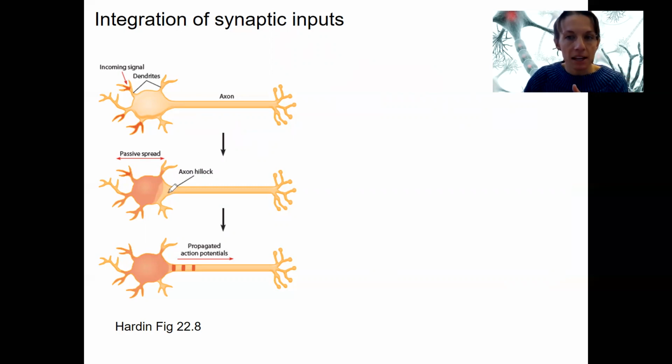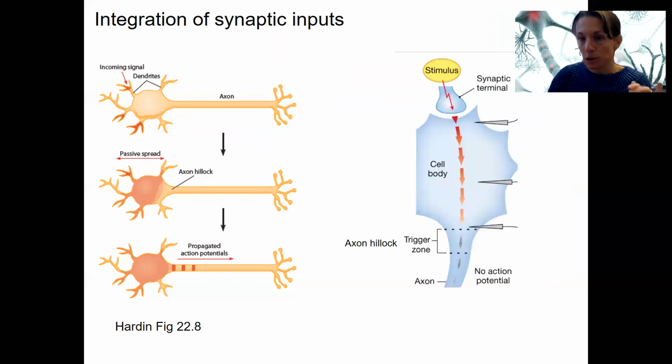Axon hillock is the beginning of the axon, where if you reach threshold at this place, an action potential is generated. So if we have enough excitatory signals, and in this diagram it's only showing excitatory signals, if you have enough, you're going to have an action potential. So what this looks like, I showed this before.